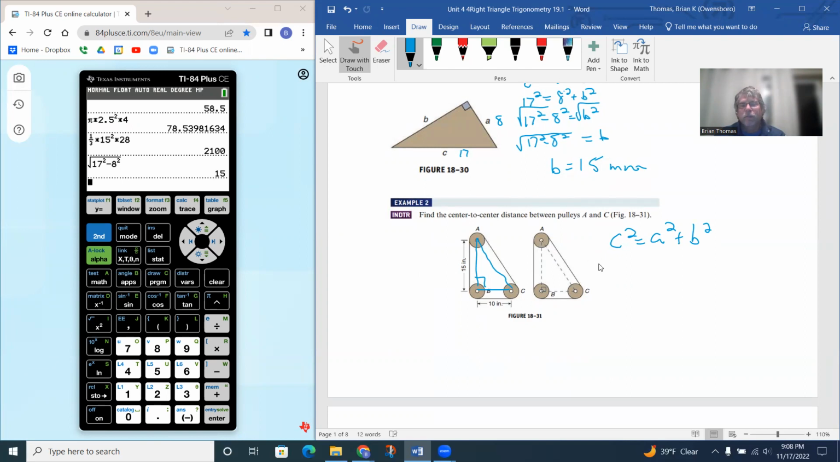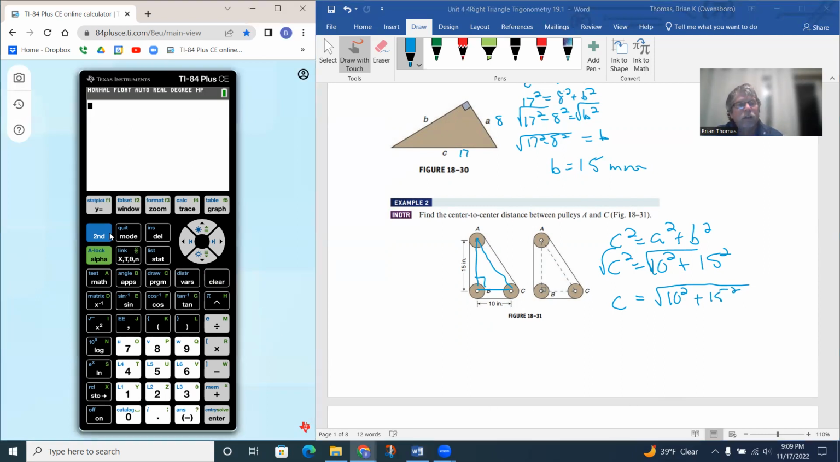That's actually c. So c squared is going to equal this 10 squared plus this 15 squared. And then to get c by itself, we have to take the square root of both sides. Again, we don't need to worry about a negative answer because we're talking about actual lengths here. A length cannot be negative. So the square root of 10 squared plus 15 squared would be our result.